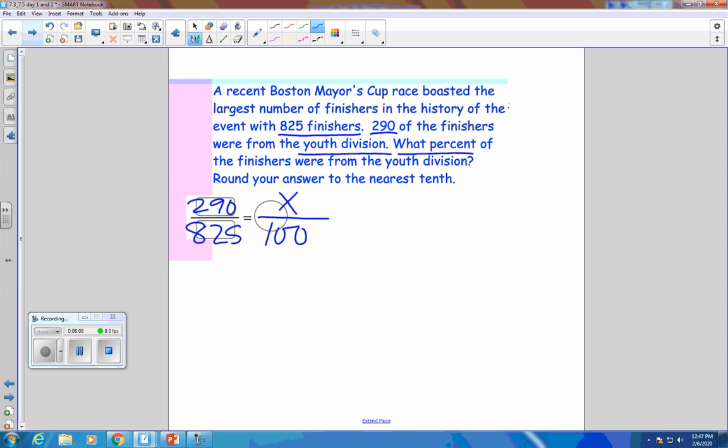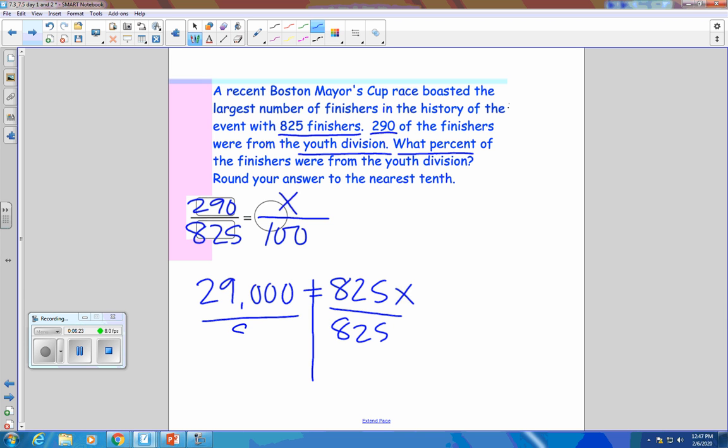So I'm going to cross multiply. I'm going to take 290 times 100, and I get 29,000. I then take 825 times x. Divide both sides by 825, and I get x equals, in my calculator it says 35.15151515, but it says round to the nearest 10th. So I'm going to write that as 35 point, and it says 15, so I'm going to round that to 2. 35.2% were in the youth division.